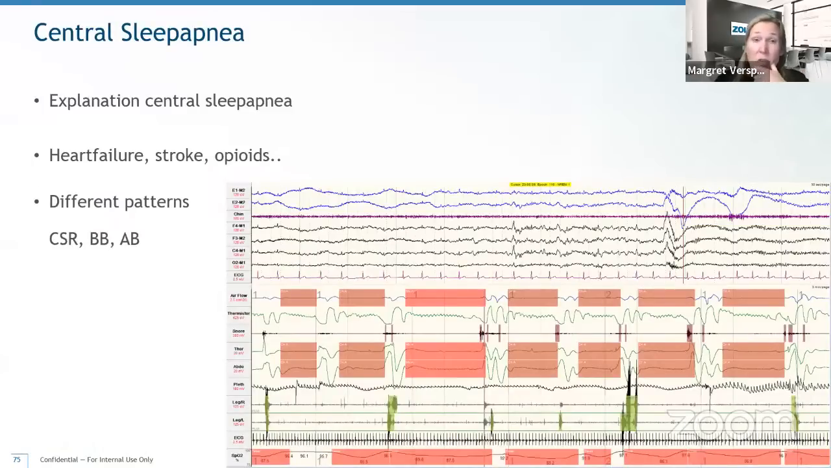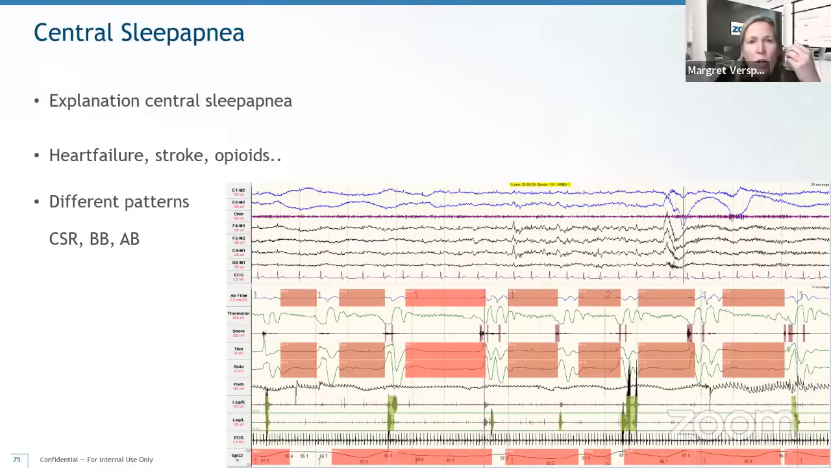Like I already mentioned, we also detect central sleep apnea. And what is central sleep apnea? There's no drive to breathe. So the patient stops breathing. We see no movement on the chest, no movement on the abdomen, no flow, because the patient stops breathing. We see this most of the time in patients with heart failure, patients with strokes, patients who use opioids. We can see a specific breathing pattern. In patients with heart failure, we see most of the time Cheyne-Stokes respiration. So it's a specific pattern.